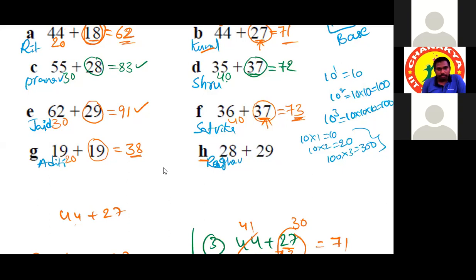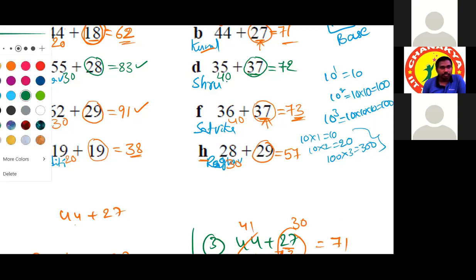Raghav. Sir, 29 becomes 30. So 28 plus 30, 58. 58 minus 1 is equal to 57. 57. Very good. See, one more method here for the same question.